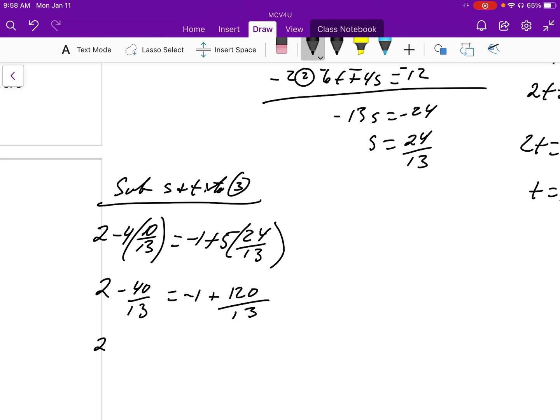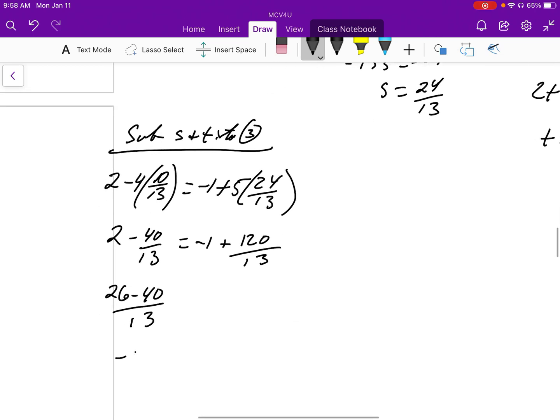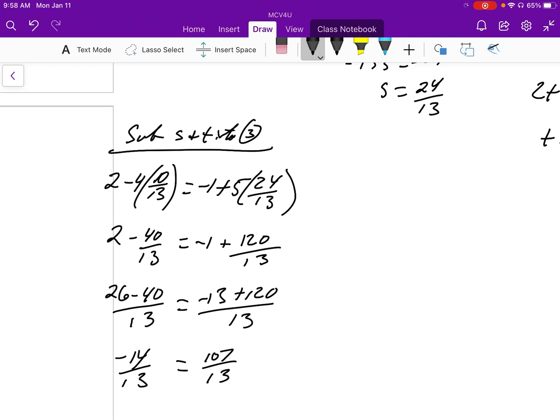2 is 26 minus 40 over 13. This is a negative number, so that's negative 14 over 13. All right, this is negative 13 plus 120 over 13. This is a positive number, so we have 107 over 13. Not true. Therefore, L1 and L2 are skew. Okay? And that's the idea.